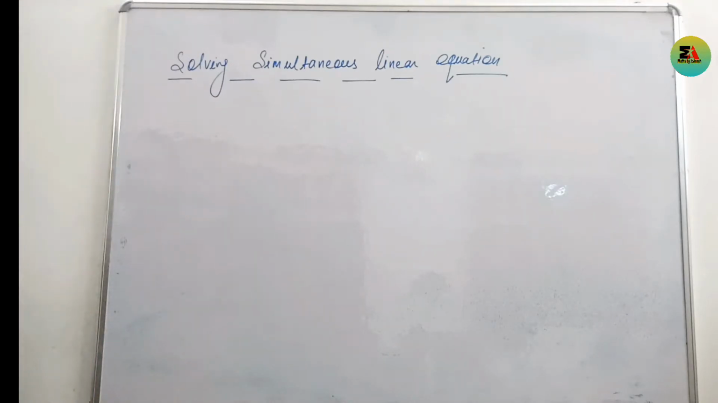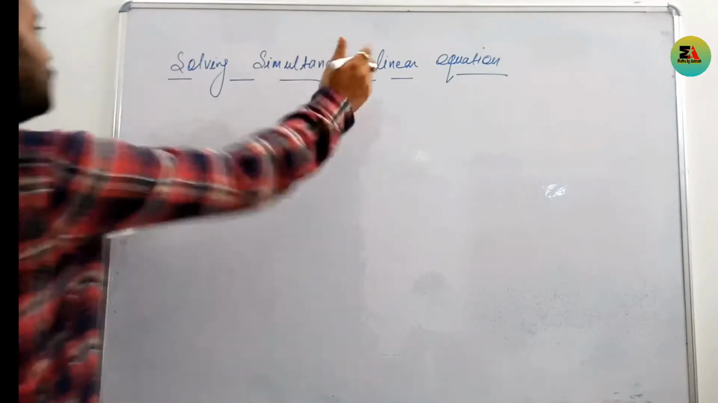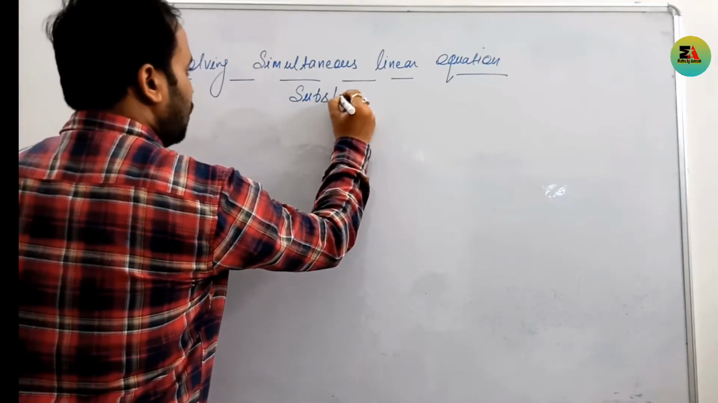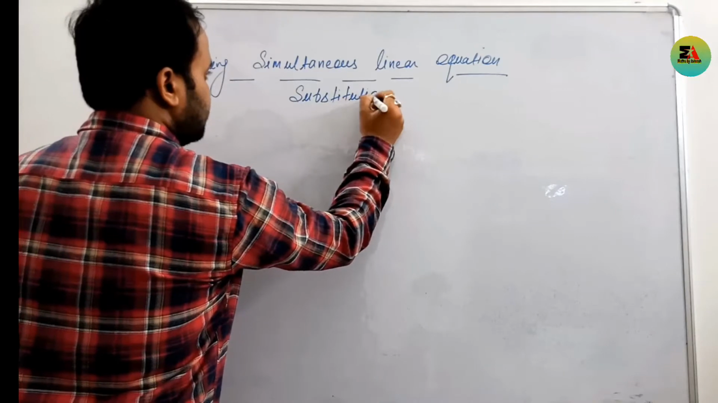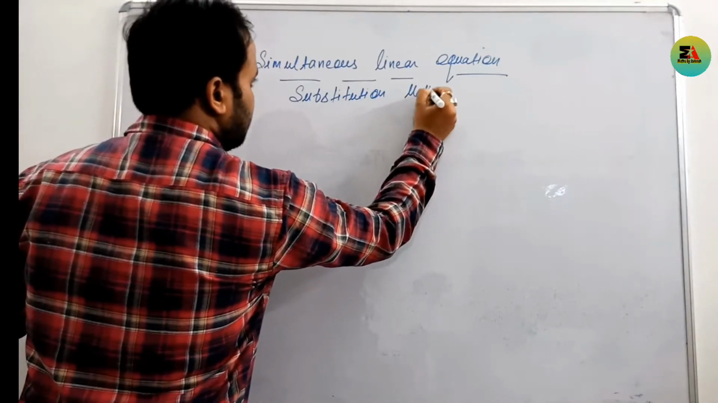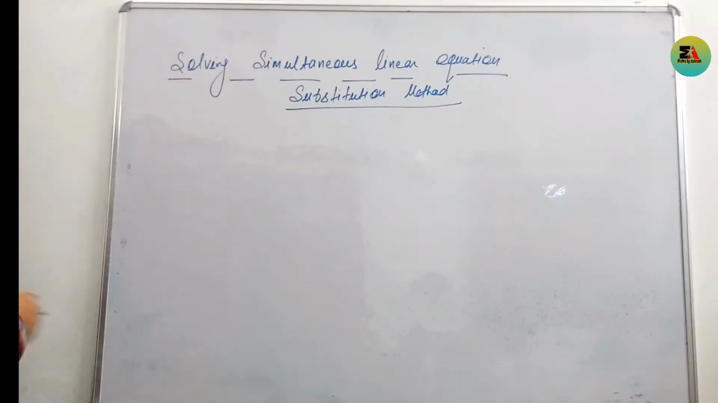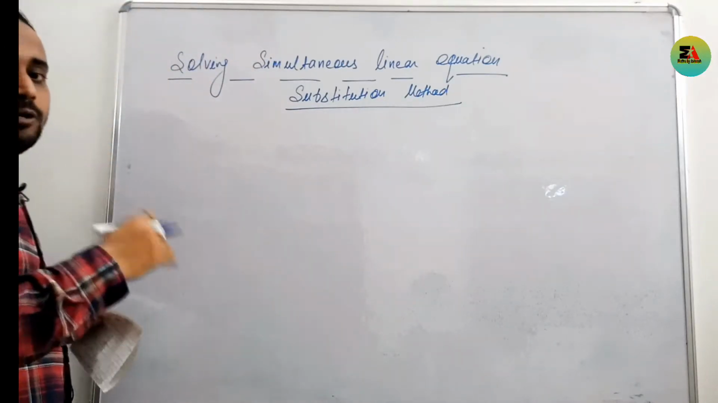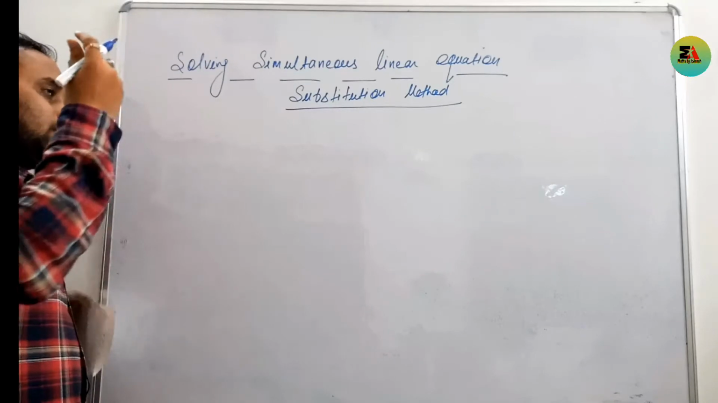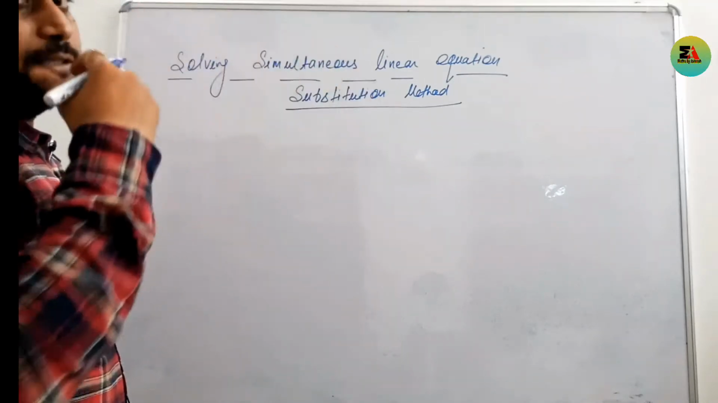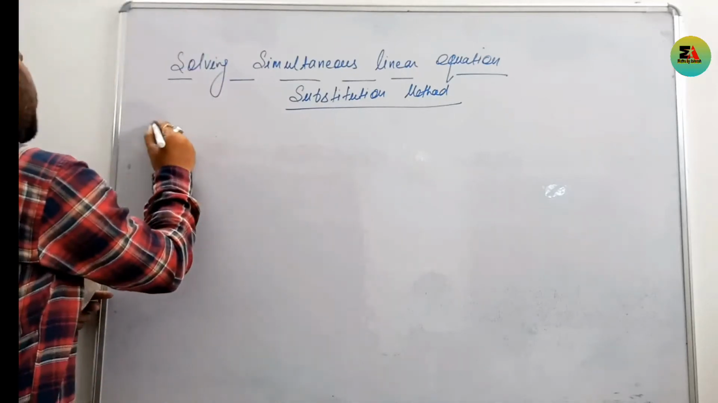Now in this class we are going to discuss the substitution method, and how we solve equations by it. The meaning of substitution is that we have to substitute one value into the other equation. If we calculate the value of one variable from one equation, we have to substitute it in the other equation. Now I will demonstrate with an example.